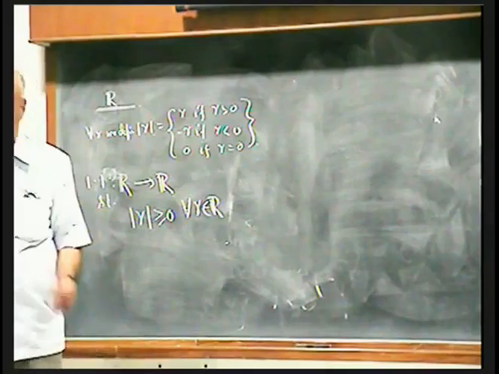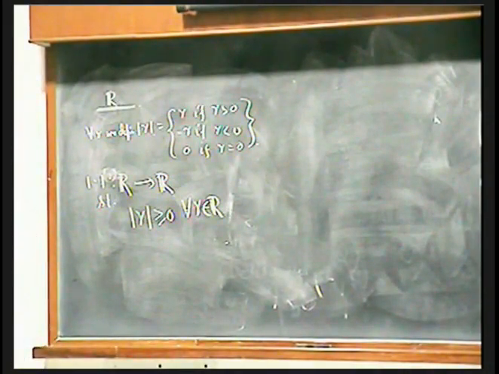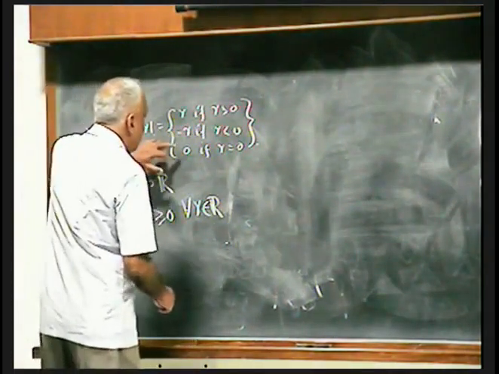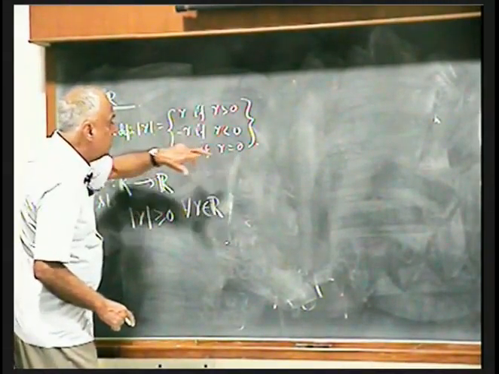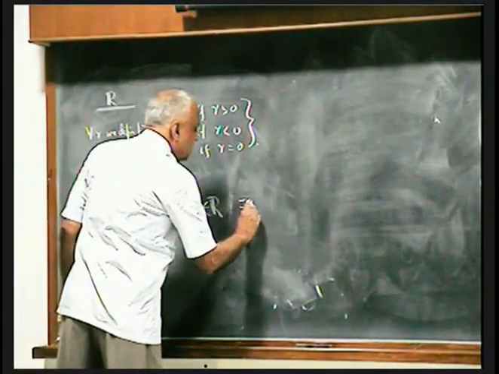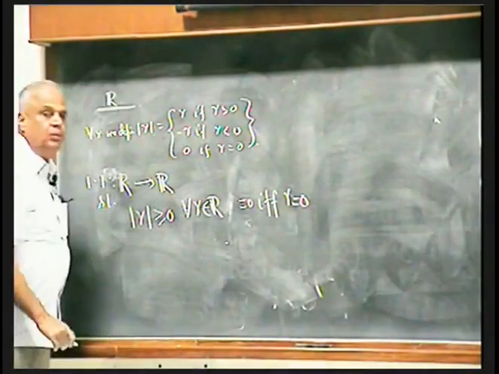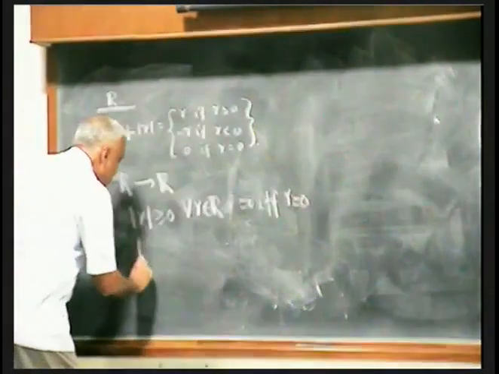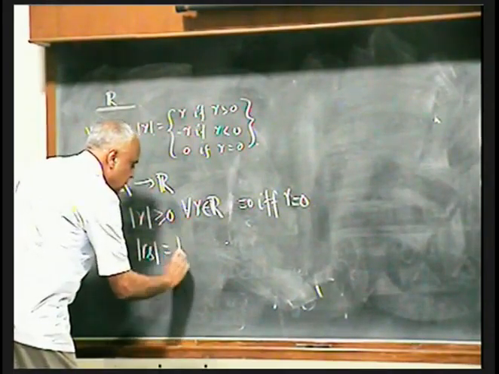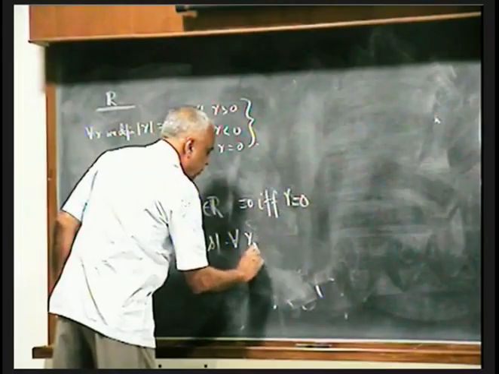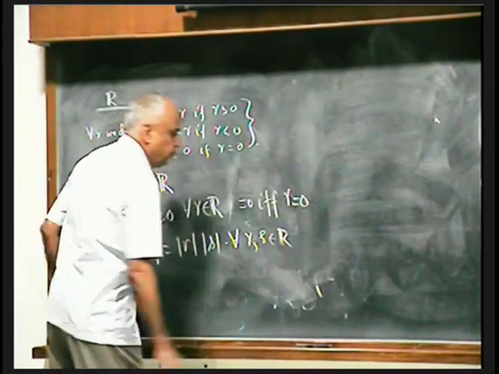The value mod r is always non-negative, because when r is positive, I take r as r. If r is negative, I take minus r, so it becomes positive. If r is 0, it's 0. So it is greater than or equal to 0, and the only case when it becomes 0 is r equal to 0. Equal to 0 if and only if r equal to 0. And then mod rs is mod r times mod s, for every r, s in R.